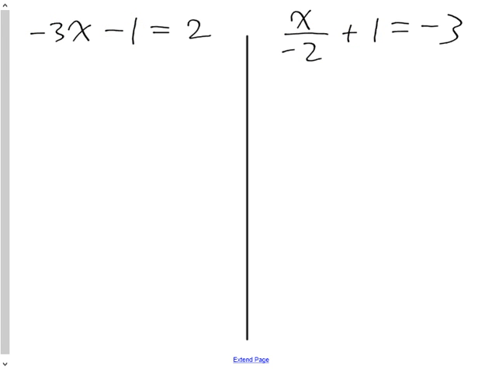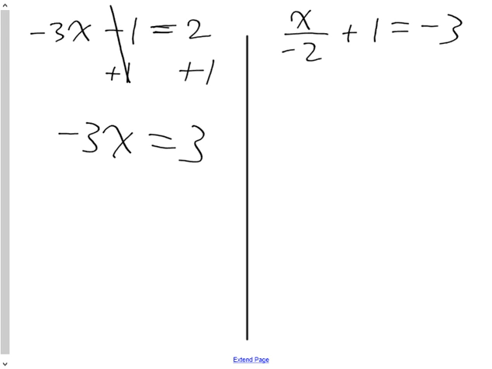So the first question is, I want to get rid of my constant first, so I'm going to add 1 to both sides. Now by adding 1, that basically creates a zero pair there, and it eliminates my constant. And because I did it to both sides, it maintains equality. So I have negative 3x equals 3 left.